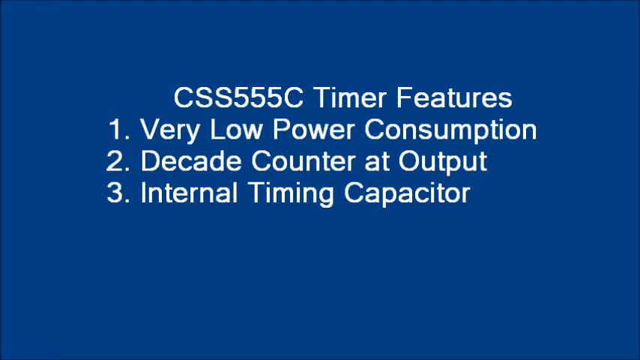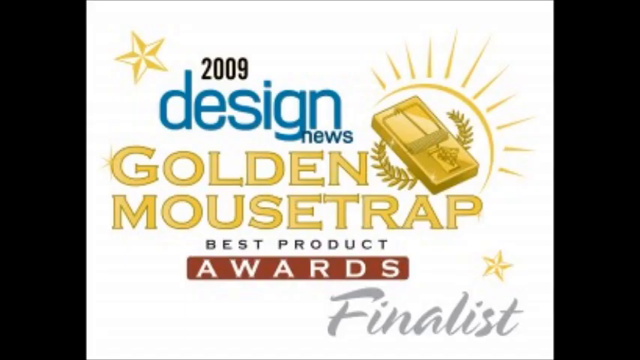The CSS555C requires very little power, drawing less than 5 microamps of supply current. It features a decade counter at the output, which can multiply the pulse width in decade steps from 1 to 1,000,000, and has an internal timing capacitor that is trimmed to within 1% accuracy at the factory. The CSS555C timer was designed by CSS's own Frank Bohac, and we're proud to say that the design was a finalist for Design News' annual Golden Mousetrap Award.